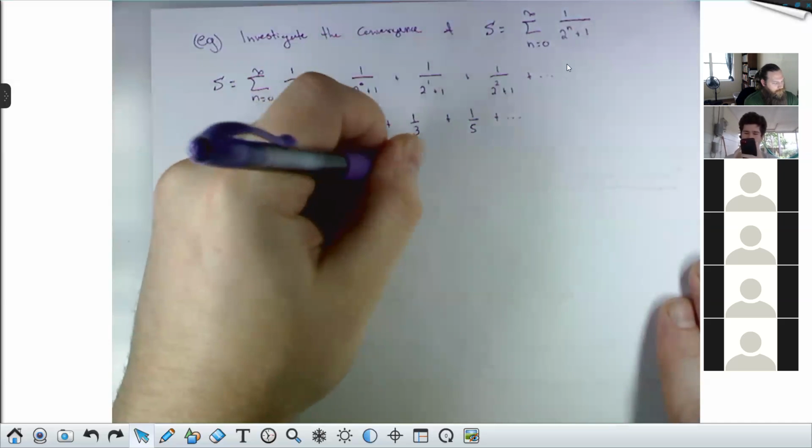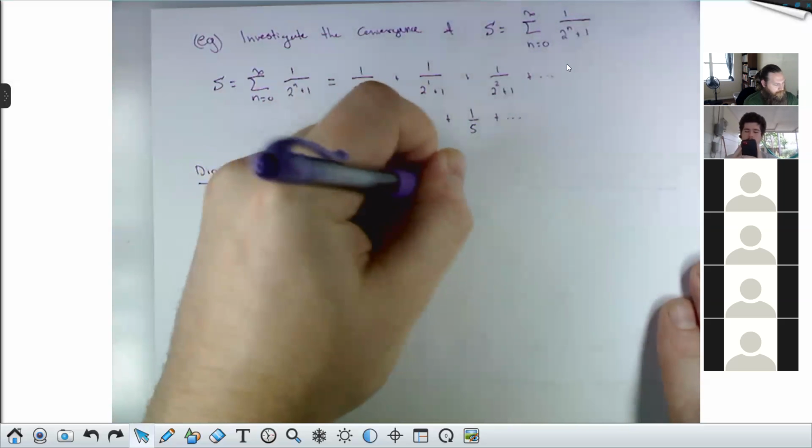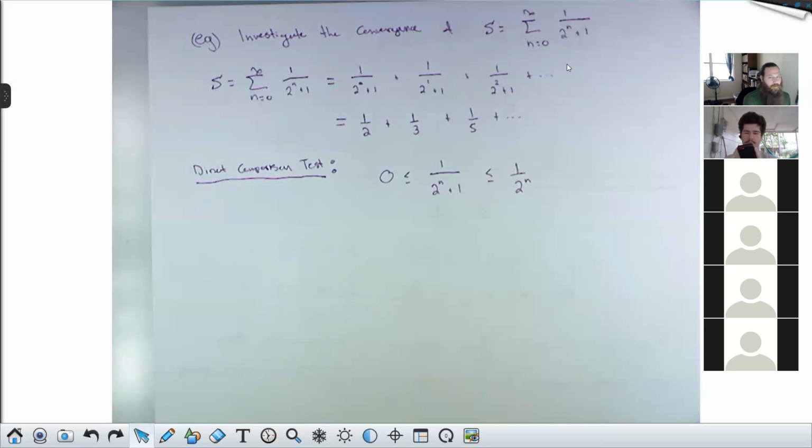So I would say here that 1 over 2 to the n plus 1 is smaller than 1 over 2 to the n. And both of those things are positive. How do I know this? Well, because the denominator is bigger. Bigger denominator means smaller overall. That's how I get this. And of course, exponentials are always positive. 2 to the n is always positive. You add 1 to a positive thing, it stays positive. So the reciprocal of a positive thing is positive. So this end of the inequality is fairly obvious. This end of the inequality comes from the fact that a larger denominator makes you smaller overall.